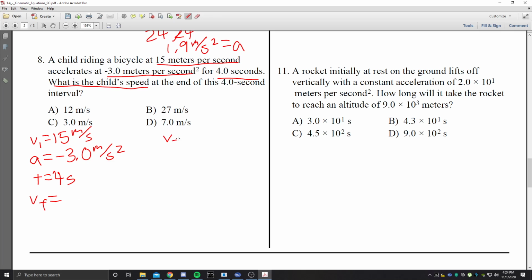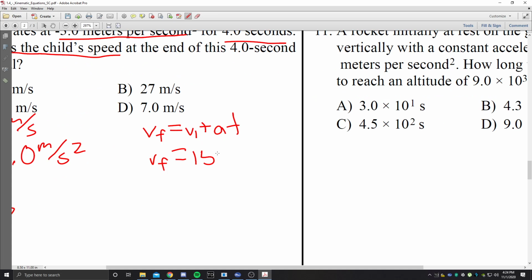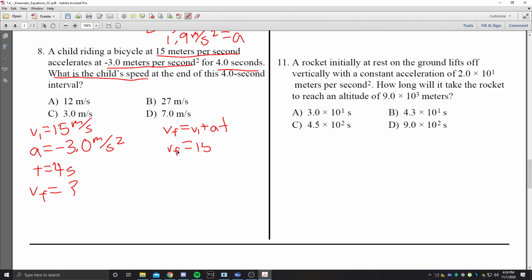So again, we're going to use this formula because it has everything we need. We have VI, A, and t. Well, we want to find out what VF is. So VF is equal to 15 plus -3 times 4. So 15 plus, well, it's going to be -12, because -3 times 4 is -12. And so VF is going to be 3 meters per second. So the answer choice is C.